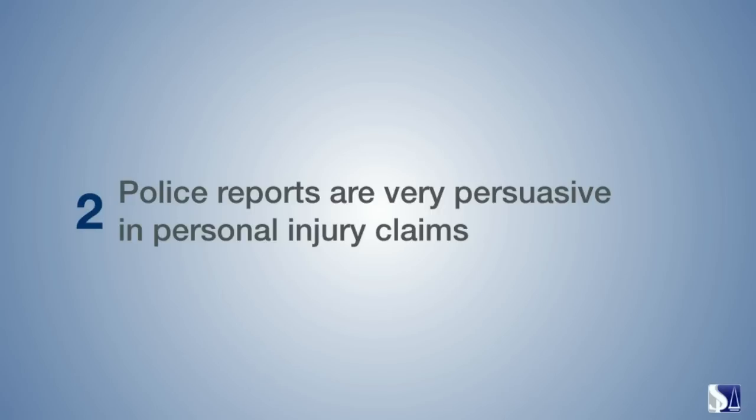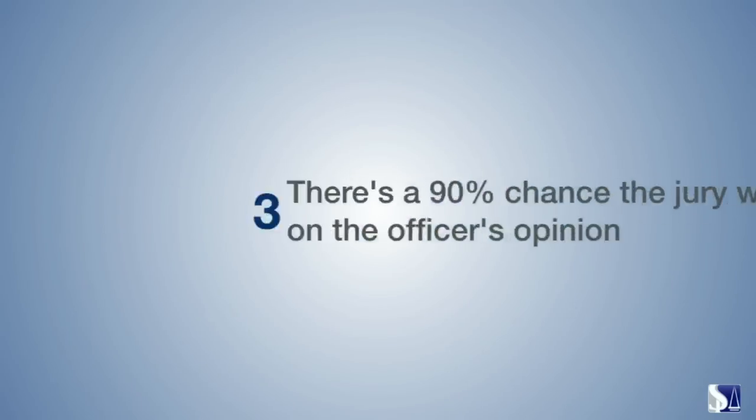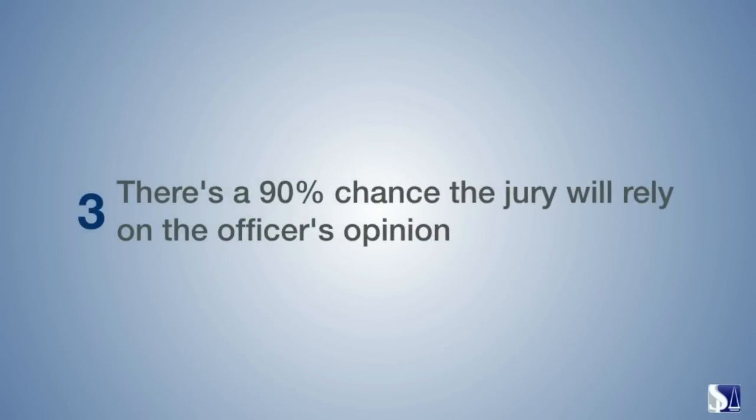Claims adjusters can disagree with police officers, but they usually don't. If the adjuster disagrees with the officer's assessment and the case ends up in court, there's a 90% chance the jury will rely on the officer's opinion. A police officer's testimony has automatic credibility with the jury.